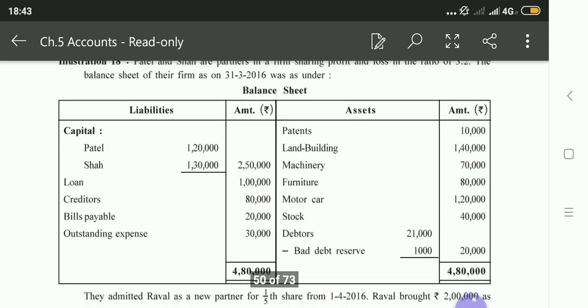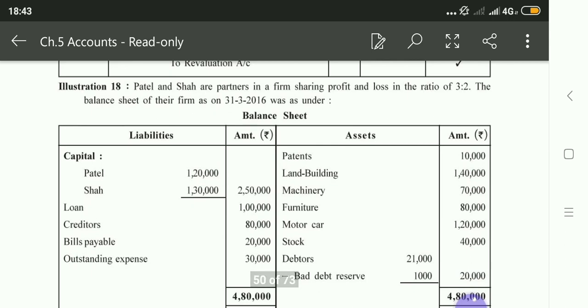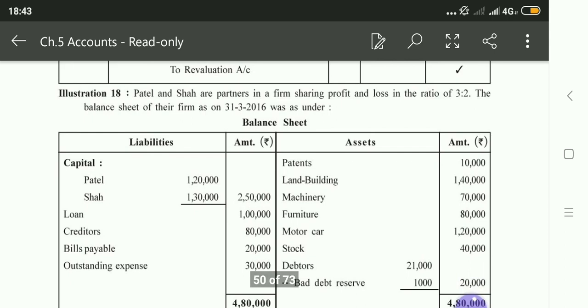Okay, finally, we are here with illustration 18. Starting with this sum, let me first of all highlight how is the question presented. You'll be provided with the balance sheet of the partners, that is the old balance sheet. You will be supposed to prepare a new balance sheet after giving effects for various adjustments, and I can say after the admission of a new partner and after various changes. So let me read this question for you.